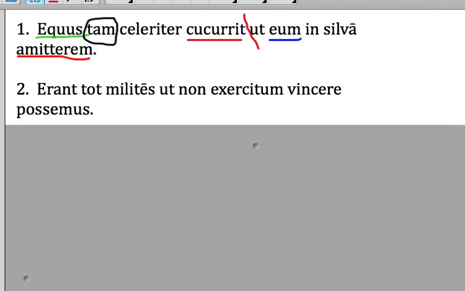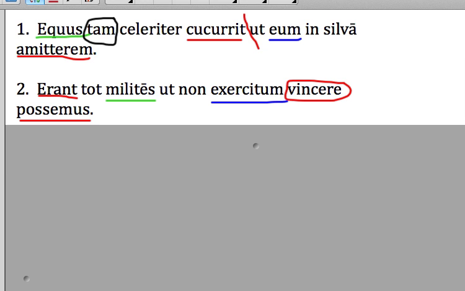Number 2, we have two main verbs again, erant and possumus. We have an infinitive in vincere. I know it's an infinitive because of that re ending. That's pretty reliable. We have milites in the nominative. We have exercitum in the accusative.